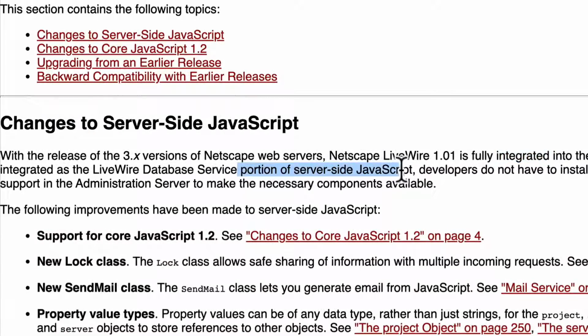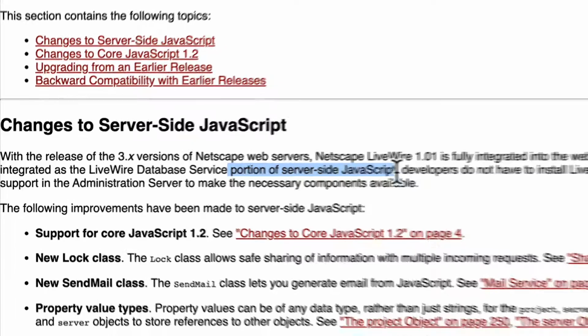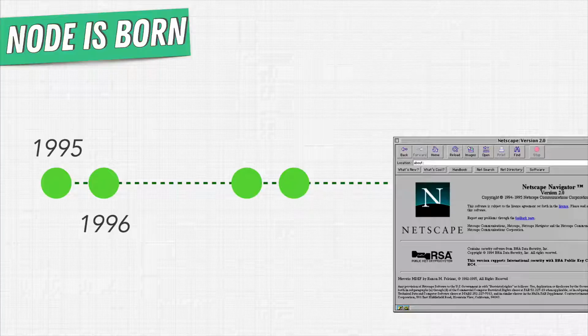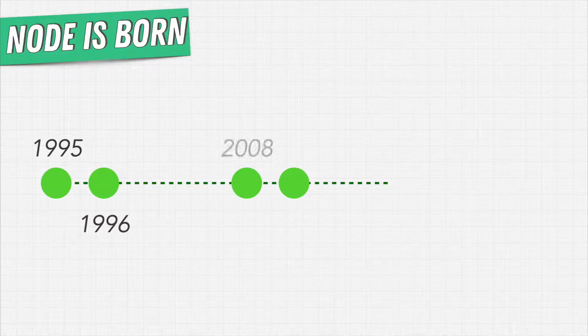Blah, blah, blah. It allows us to do essentially server-side JavaScript. But you know what? Let's forget about LiveWire, because it was ahead of its time and it just didn't really work. Anyway, everything went along. JavaScript was on the front end, in the browser, and then 2008 rolls around.